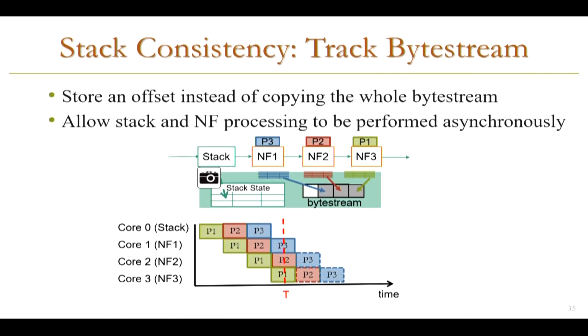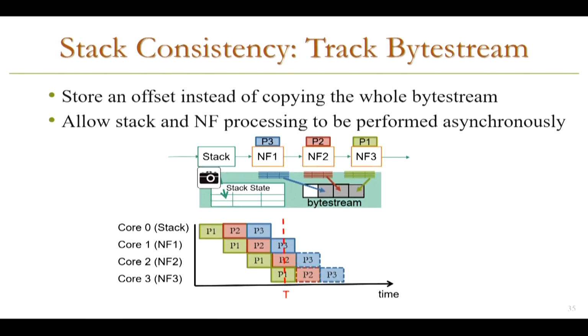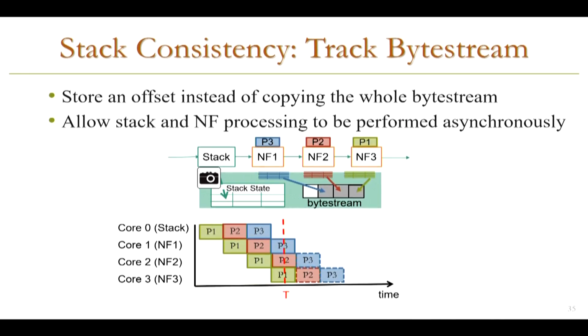The tricky thing about snapshot is it's easy to copy some data such as connection state. However, copying the byte stream for each packet is not feasible. Fortunately, the byte stream can be treated as an append-only data structure. Thus, we only need to store a pointer to the end of the byte stream at the time of receiving the packet. By using the stack snapshot, we are able to solve the stack consistency problem and allow the stack and NF processing to be performed asynchronously.